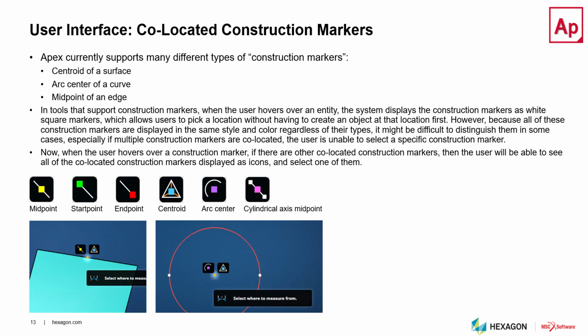Also new in the user interface is co-located construction markers. Now, this is an improvement on the magic marker functionality that came out a few releases ago. Kind of like when you want to split a surface using the midpoint of an edge. And let's say a node or a geometric point doesn't exist on that edge, and you want to just hover over that edge and click on it.